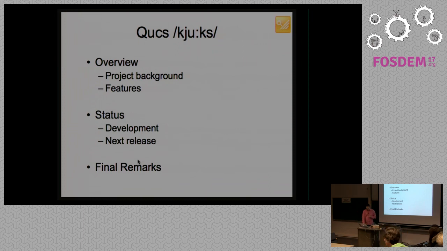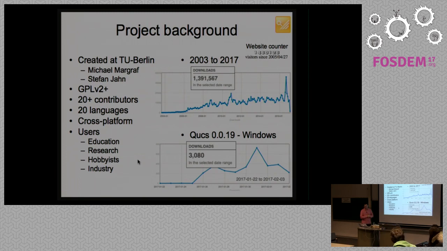So the project started in 2003. It was created at TU Berlin by Michael Margraf and Stefan Jan. The first one created the user interface, the second one created the solver, or the engine. It was from the beginning GPL 2+. To date, it has more than 20 contributors. It's translated into about 20 languages. It's cross-platform, and the user base is varied: from education, from researchers, hobbyists, and even the industry.